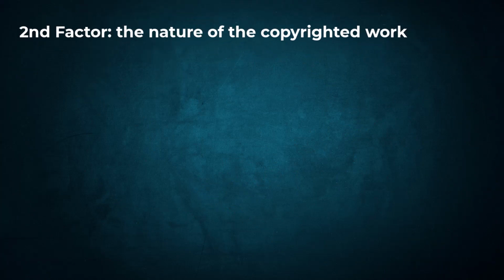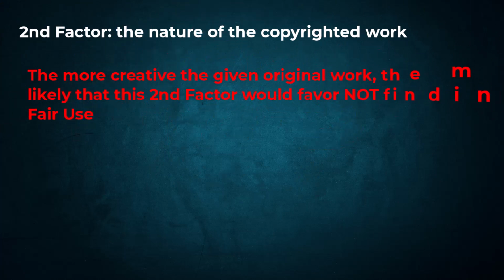Okay, now let's look at the second factor, the nature of the copyrighted work. This second factor is often about assessing the strength or the weakness of the copyright in the given original work that has been alleged to have been infringed. Basically, you're looking at how creative is that original work, or rather, on the flip side, how informational and non-creative was that original work. The more creative the given original work, the more likely that this second factor would favor not finding fair use for this particular second factor.